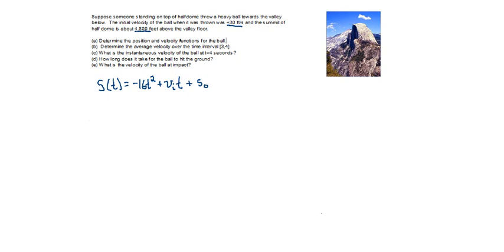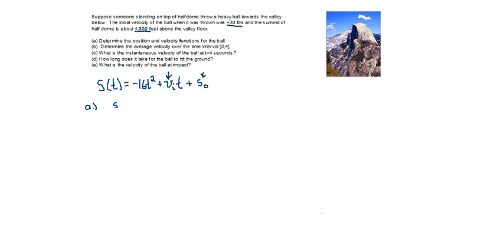The first number, 30 feet per second, is our initial velocity. It's going to come right here for v initial. And the initial distance is 4,800 feet, so that's going to go right there. So to answer the first part of part A, determine the position and velocity functions.